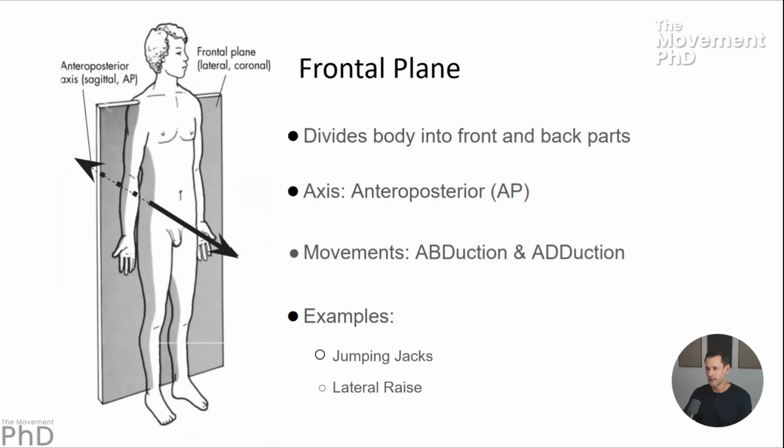The next cardinal plane is the frontal plane. This one's a little bit easier to remember because this plane cuts the body into a front and a back part. Again, your axis is going to be perpendicular to that plane. So for an axis to pierce that frontal plane at a right angle, it has to come from anterior to posterior. So we refer to that as an antero-posterior, and I'm just going to say AP because it's really hard to say antero-posterior multiple times.